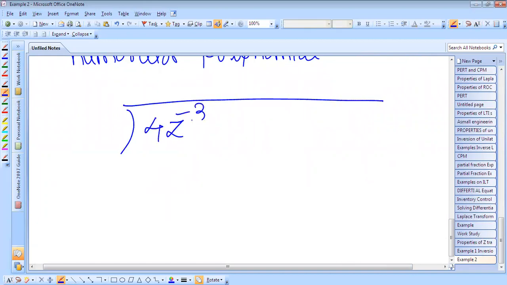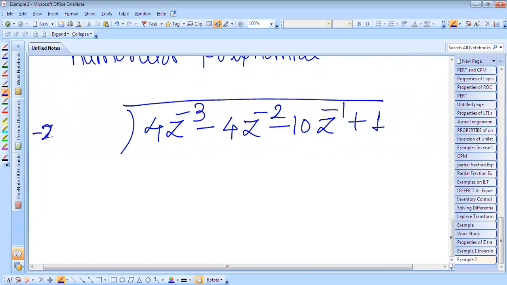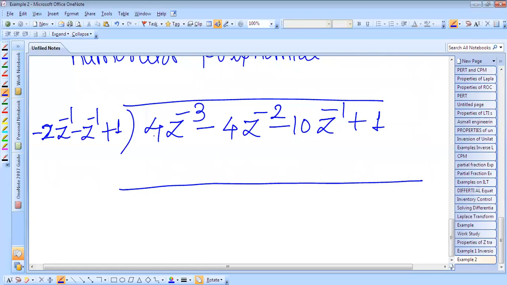Long division is this: the numerator 4z^-3 minus 4z^-2 minus 10z^-1 plus 1 divided by -2z^-2 minus z^-1 plus 1. Okay, so here we want 4. So if we want 4, we have to multiply by 2, so 2 to the 4, and here we want z cube.